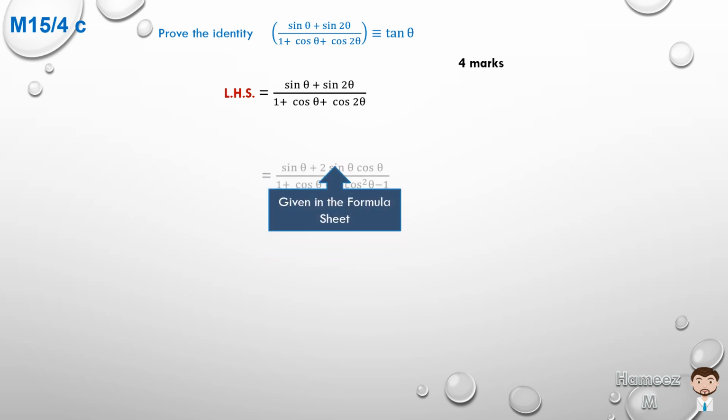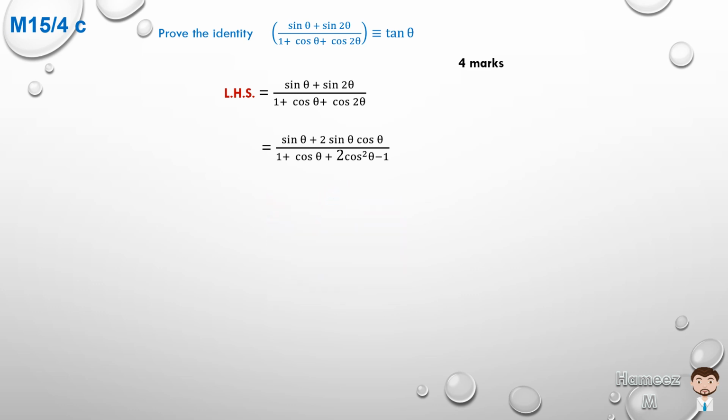So we can rewrite the numerator as sin theta plus, what is sin 2 theta? 2 sin theta cos theta, all over 1 plus cos theta plus, we have another double angle, cos 2 theta, and there are 3 different forms. We're going to use 2 cos squared theta minus 1. As such, we can simplify the denominator, so we can rewrite it as sin theta plus 2 sin theta cos theta, all over cos theta plus 2 cos squared theta.